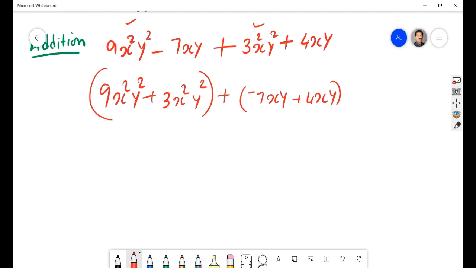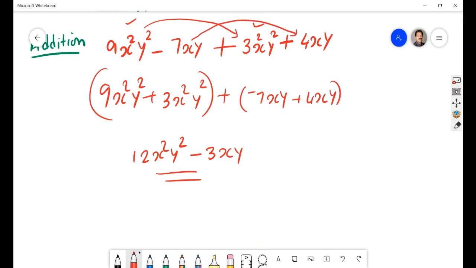Now what happened? This we will do together, which is equal to 12x square y square, and minus 7xy plus 4xy is equal to minus 3xy. This will be the answer. That means you will carry out from here to here, then with this to this. We call this, as we are keeping it horizontally, a horizontal arrangement. There is another way of doing the same.